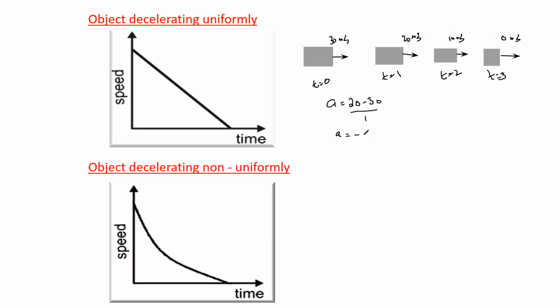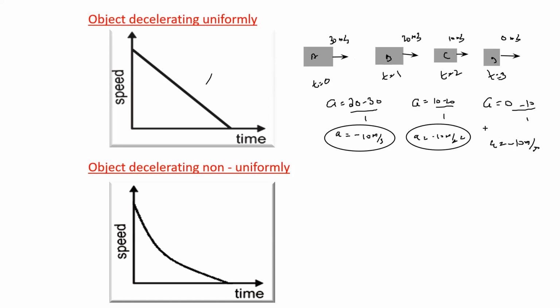So deceleration will come out as minus 10. When we calculate deceleration from B to C, it will come out as 10 minus 20 divided by the time interval, which is 1. So it will come out as minus 10 meter per second square. And the same is there for the last part: the change in velocity, that is 0 minus 10, divided by the time interval, which is 1. So it is minus 10 meter per second square. So deceleration is the same and speed is decreasing, but the change in speed is the same.